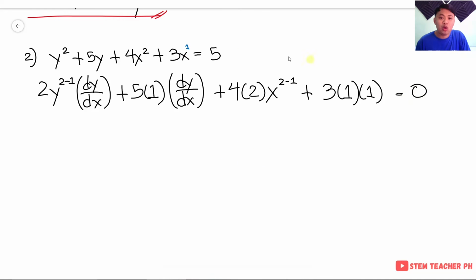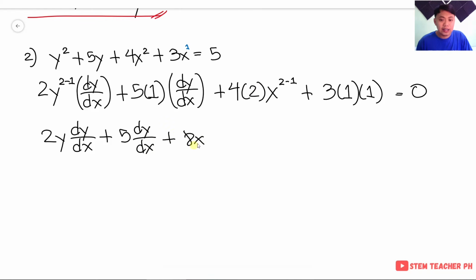Now we were able to apply our basic rules of differentiation para makuha yung derivative ng ating equation. Now, isimplify na lang natin siya. We have 2, tapos y. 2 minus 1 is just 1. So we have y raised to 1 or simply y, and then multiplied to dy over dx. And then we have 5 times 1 is 5 multiplied to dy over dx. Tapos yung nasa kabila, we have 4 times 2 is 8. And then x, 2 minus 1 is just 1, x raised to 1 or simply x, plus 3 times 1 times 1 is just 3 is equal to 0.